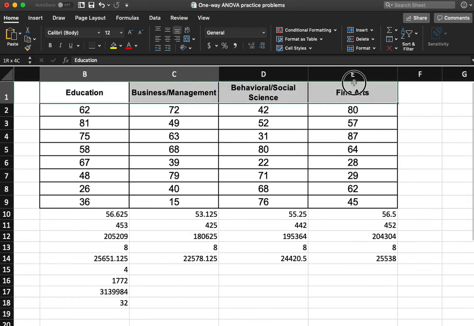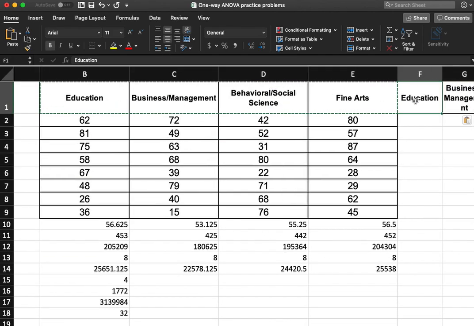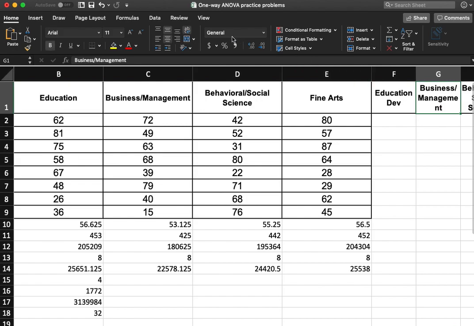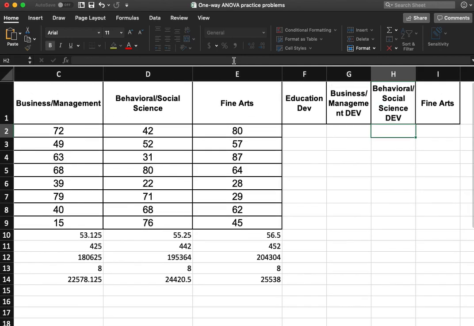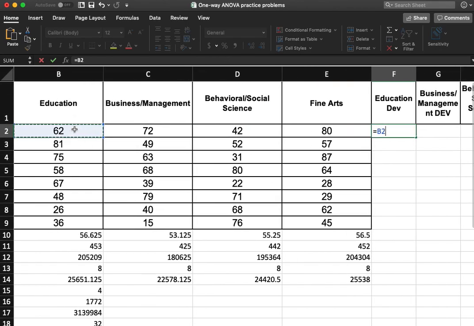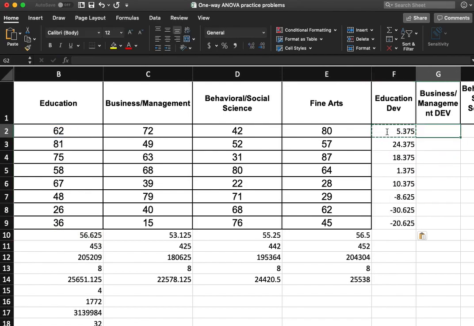I'm going to copy these labels so that I know what I'm doing here. We're going to do education deviations, business management deviations, behavioral social sciences deviations, and fine arts deviations. And compute the deviations. For education, it's the education score minus the education mean, and I'm going to hold that mean constant as I paste it down the column. For business management deviation, it's the management score minus the business management mean.